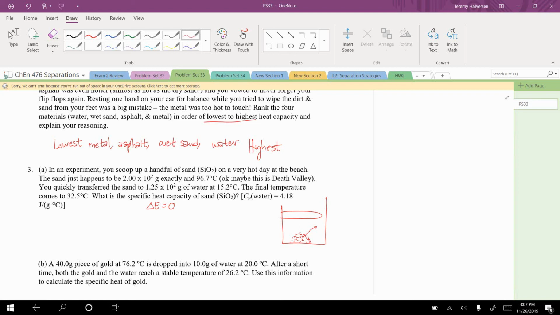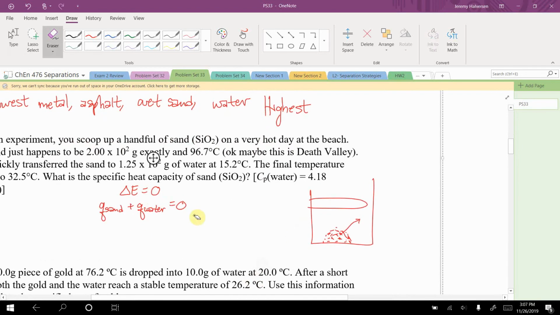Where does all of the heat from the sand go? All of the heat from the sand goes into the water. Energy can't be created or destroyed, so I know that the heat from the sand and the heat of the water have to add up to 0. How is that going to work? Well, it means that one of those Q's is going to have to be positive and one is going to have to be negative, but their magnitude is going to have to be exactly the same.